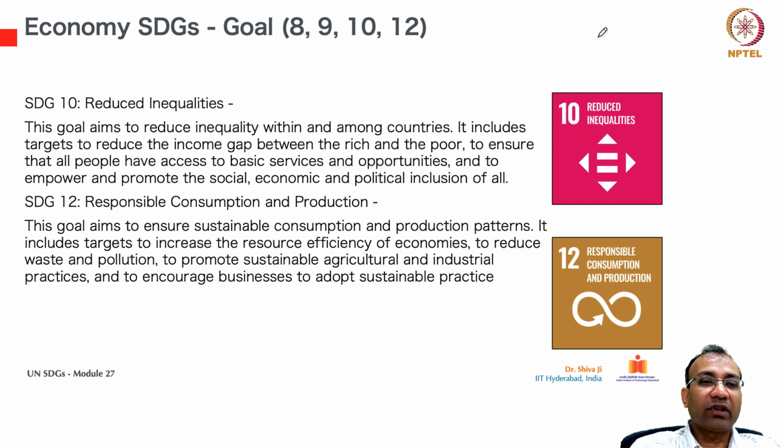Next we have in line SDG 10, reduced inequalities, and SDG 12, that is responsible consumption and production. So the first one, this goal aims to reduce inequality within and among countries. It includes targets to reduce the income gap between the rich and the poor, to ensure that all people have access to basic services and opportunities, and to empower and promote the social, economic, and political inclusion of all.